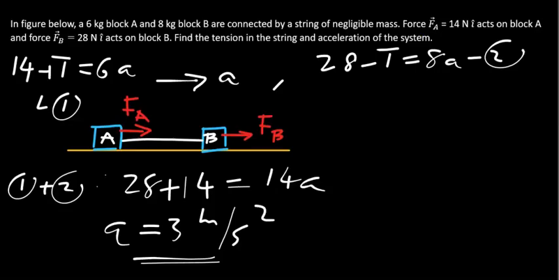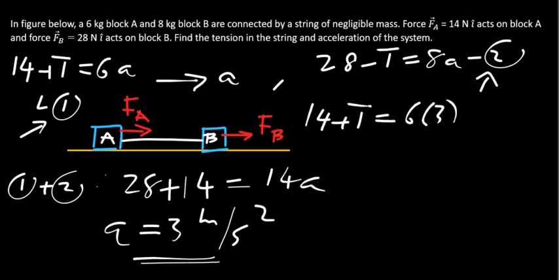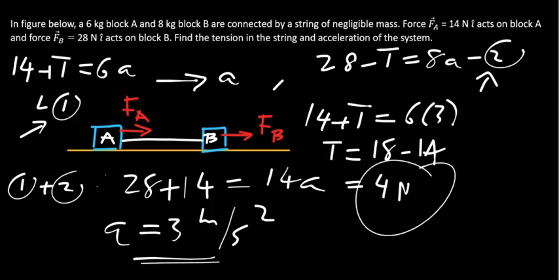Now we can substitute this value for a either in equation 1 or 2 to get the value for tension. Let's do that using equation 1. So 14 plus tension is 6 times 3, because a is 3. So that means tension is 18 minus 14, which is 4 newtons. So that is the tension in the string connecting the two blocks. And that solves the problem.